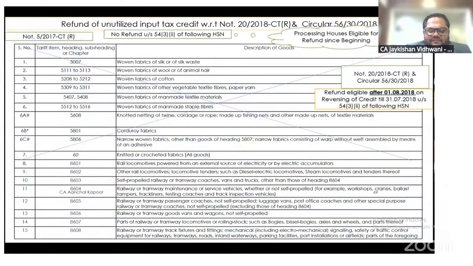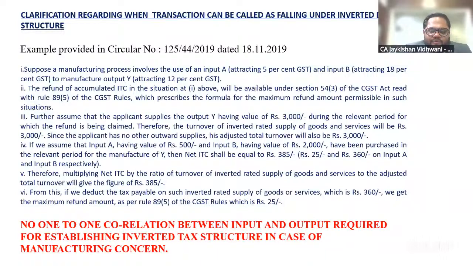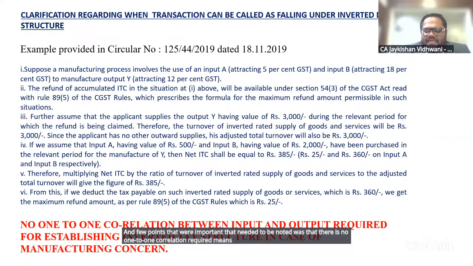For this, a CA certificate is not required technically, but it is only mentioned in the circular. And if your outward supply falls under the category blocked by the government, then you won't be eligible for the inverted duty refund, even if your structure of duty is inverted. A few important points to note: there is no one-to-one correlation required. For example, you are purchasing at 5, 12, 18 and selling at 12, so the entire refund would be eligible. It is not that 5 and 12 are not eligible for inverted duty refund.